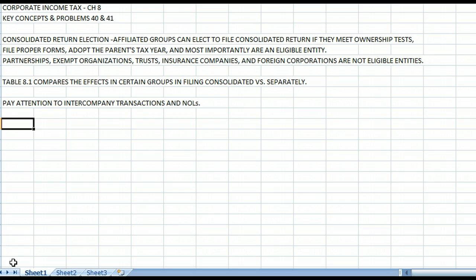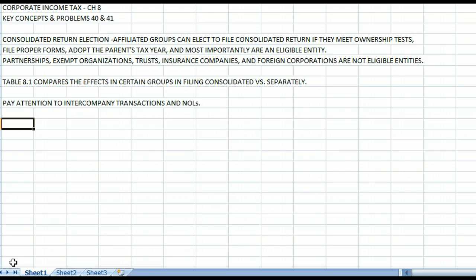In problem 40, it says that basically the consolidated group reports the following results for the tax year. They give you parent, sub 1, sub 2, sub 3, and consolidated. What they're giving us is the ordinary income, the capital gain and loss, the 1231 gain and loss. They give us a separate taxable income. Then they also report the consolidated taxable income, the consolidated tax liability, an energy tax credit available from sub 1, and a net tax due.